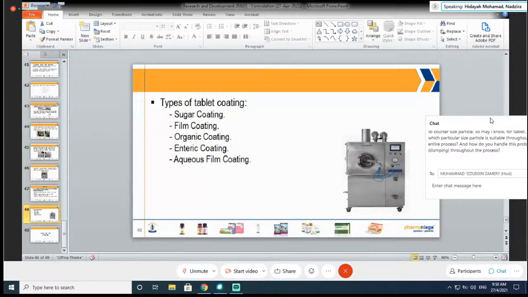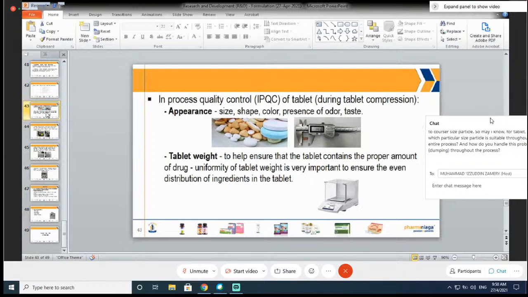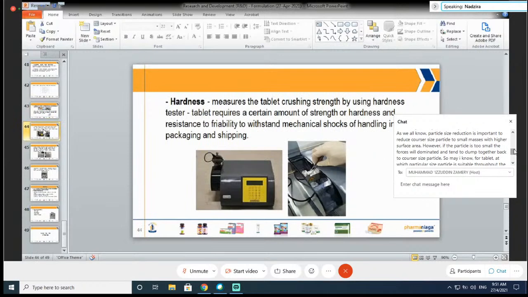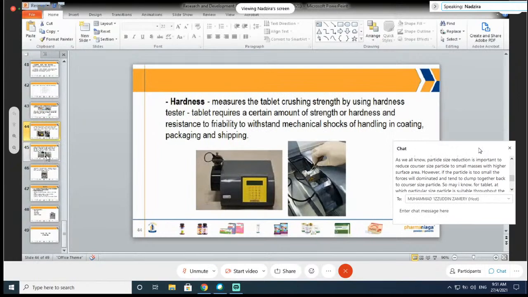For IPQC, generally it is during the tablet compression. For this IPQC, it depends on us. During tablet compression, we need to identify the tablet weight during the compression. We need to have consistent tablet weight, and also check the appearance and the hardness. So this is the minimum, so 1, 2, 3, 4.